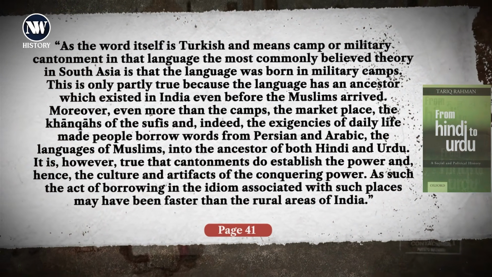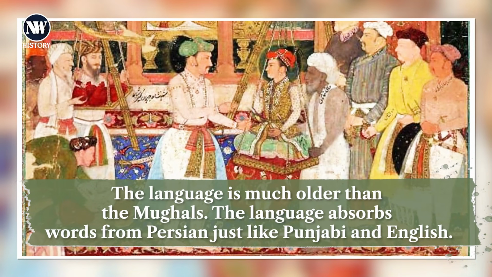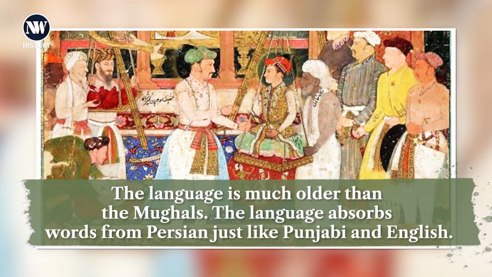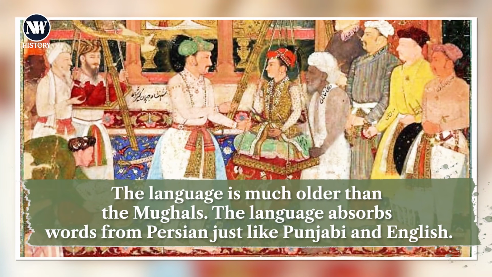The language itself was much older. There are documents I have seen from at least the 13th century onwards in Persian and in the Devanagari script, almost from the same age, although copied later in the 14th century, but referring to the 13th century. And Babur enters in 1526, so it's much older than that, much older than the Mughals. There was a language. This language absorbed words of Persian, just as Punjabi did, just as English did. English is a Germanic language. It absorbed words of French and Latin and Greek.